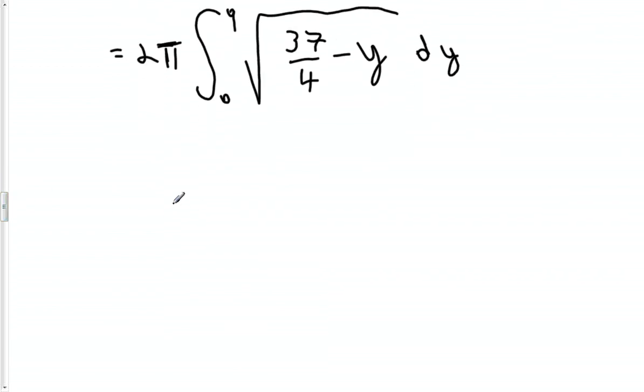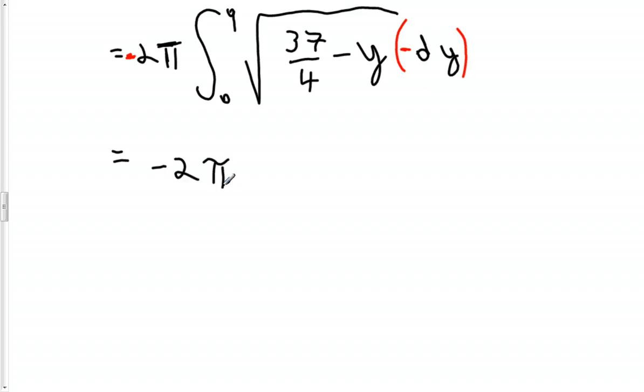That integral can be done with a u substitution. If you let u equal 37 over 4 minus y, then the derivative of that is going to equal negative dy. So we have the dy that we need. All we need is a negative. So we put a negative in, and then we put a negative in the front, and then we can do the integral here with a u substitution. This is just going to be u to the 1 half power du.